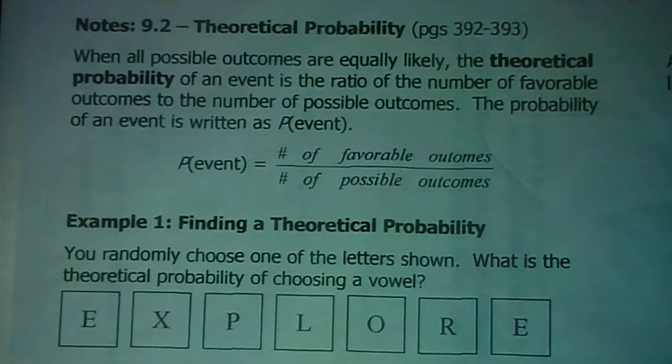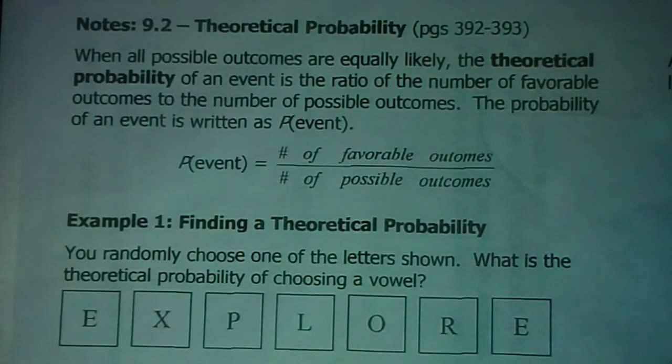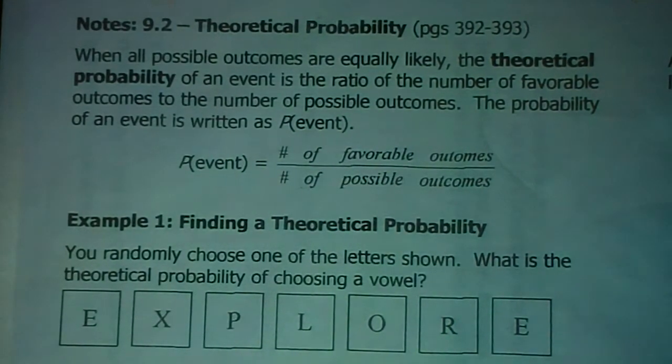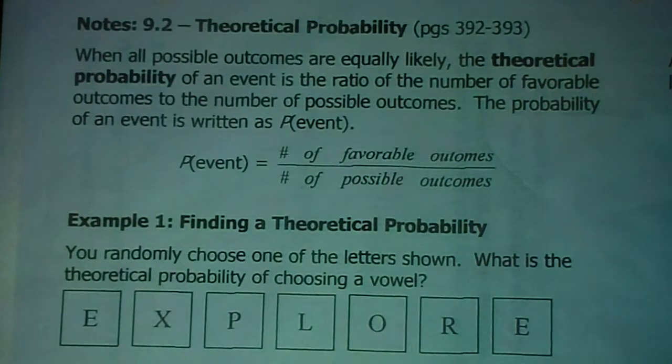7th graders. This is Mrs. Trombley with lesson 9.2 on theoretical probability. We're on pages 392 and 393 in your book, if you're following along from your book. You're probably just watching the computer, which is totally fine.